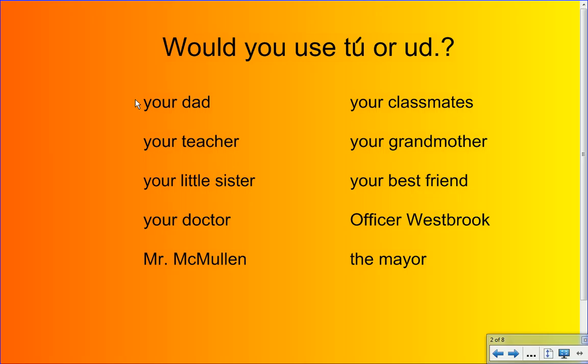And the last one, the mayor. Now, I don't have a specific mayor on here, but just mayor in general. If you're talking to the city mayor, you're generally going to address them by mayor plus their last name, which gives you a big clue that you're going to use usted. All right? Unless the mayor is like your brother or your cousin, then you'll probably call them tú.